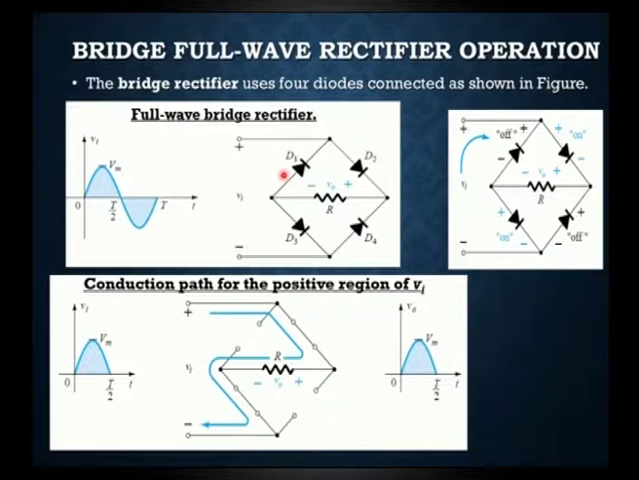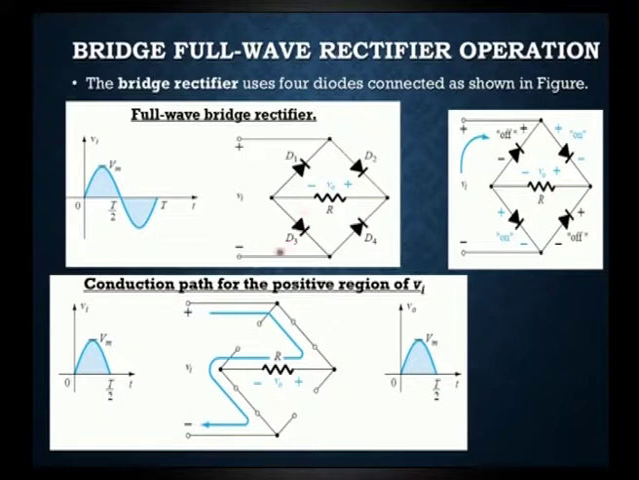So, next we move on to another type of full wave rectifier, that is the bridge full wave rectifier, and the bridge full wave rectifier uses 4 diodes. Bridge in the sense that there is a certain fashion to connect the diodes. So, the diodes will always be connected in this fashion and the resistor will be connected across these 4 diodes like this.